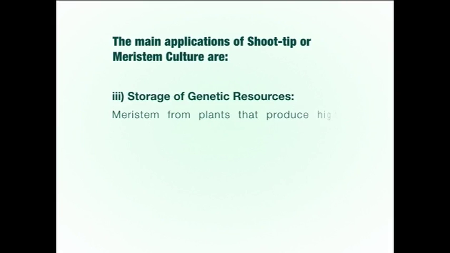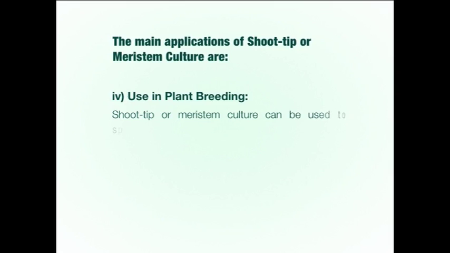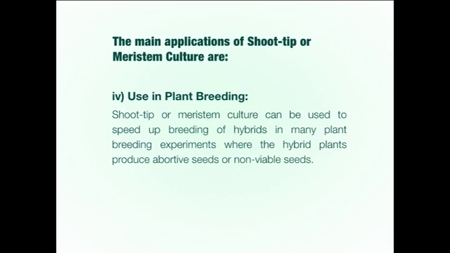Meristem from plants that produce highly heterozygous recalcitrant seeds can be stored in vitro at -196 degrees for the long-term preservation of germplasm. The fourth application is their use in plant breeding. Shoot tip or meristem culture can be used to speed up breeding of hybrids in many plant breeding experiments where the hybrid plants produce abortive seeds or non-viable seeds.